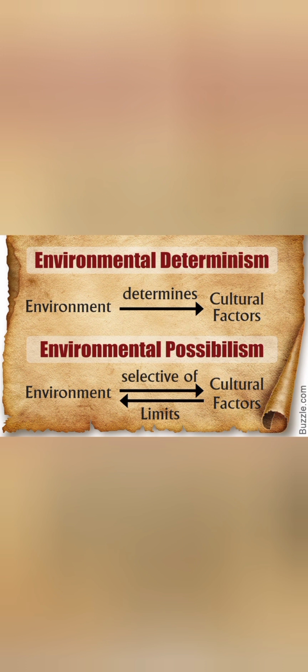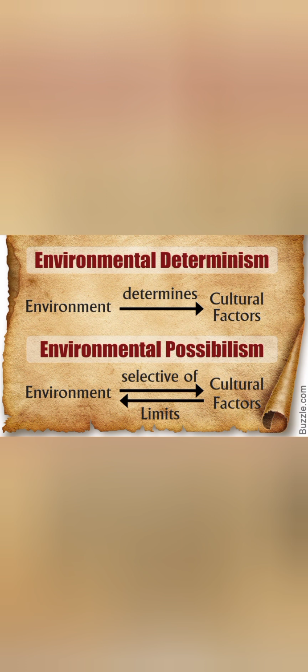According to environmental determinism, which was advocated by Ratzel, it is said that the environment or the physical geographical features have a great impact and a strong influence on human lives and human culture. That means human culture and human lives are totally dependent upon the physical environment and geography of a region. Whereas possibilism is a total contrast to environmental determinism.